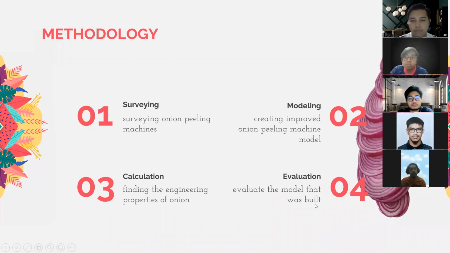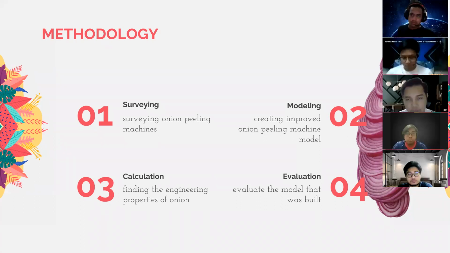Assalamualaikum, I'm Badru Munir and I will continue the methodology part. So the first step we did was surveying. We did surveys on the readily available onion peeling machines in the market, so we can identify and list all of their problems and their strengths, improve them and make it into our machine.